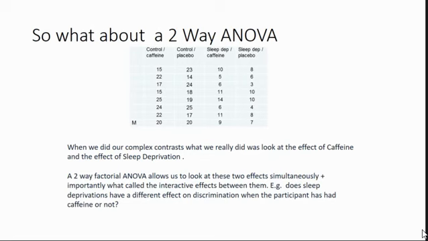The great thing about where we're going now as we move into factorial ANOVAs is that it allows us to look at multiple effects simultaneously. And what's most important, it allows us to look at the interactive effects between those independent variables. So for example, does sleep deprivation have a different effect on recency discrimination when the participant has also received caffeine or when they've received a placebo?